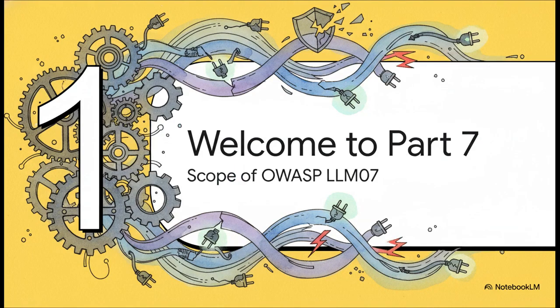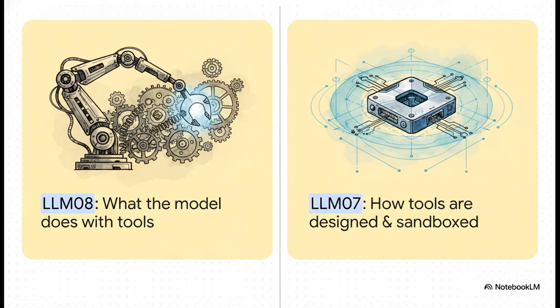Section 1. Welcome to Part 7. Let's start by putting a tight box around the exact scope of OWASP LLM07, which is the official classification for insecure plugin design. It is super easy to get this mixed up with other vulnerabilities. So, to be clear, while LLM08 is all about what the model actually does with its tools, LLM07 is strictly concerned with how those tools are designed, authenticated, and sandboxed in the first place. We are looking directly at the interface, the literal handoff between the LLM and the external APIs it's calling.